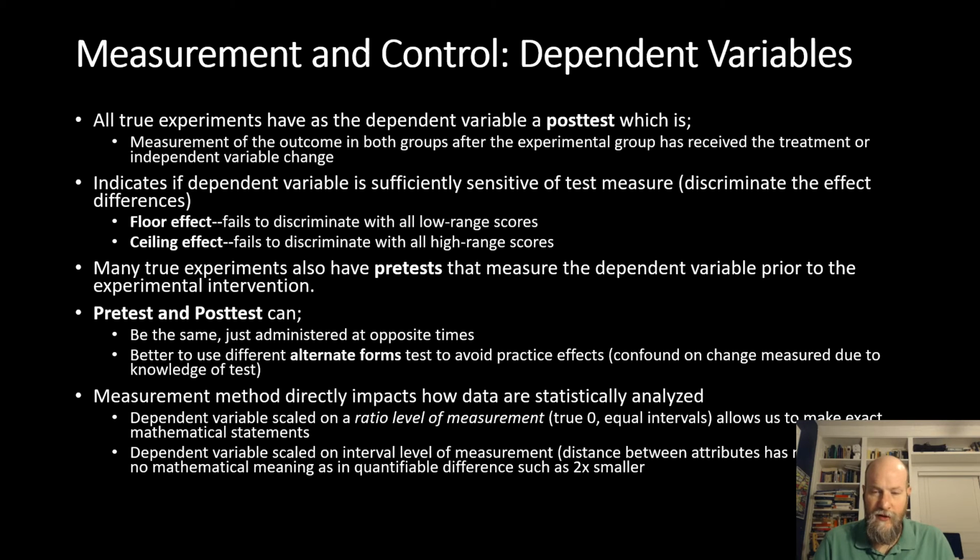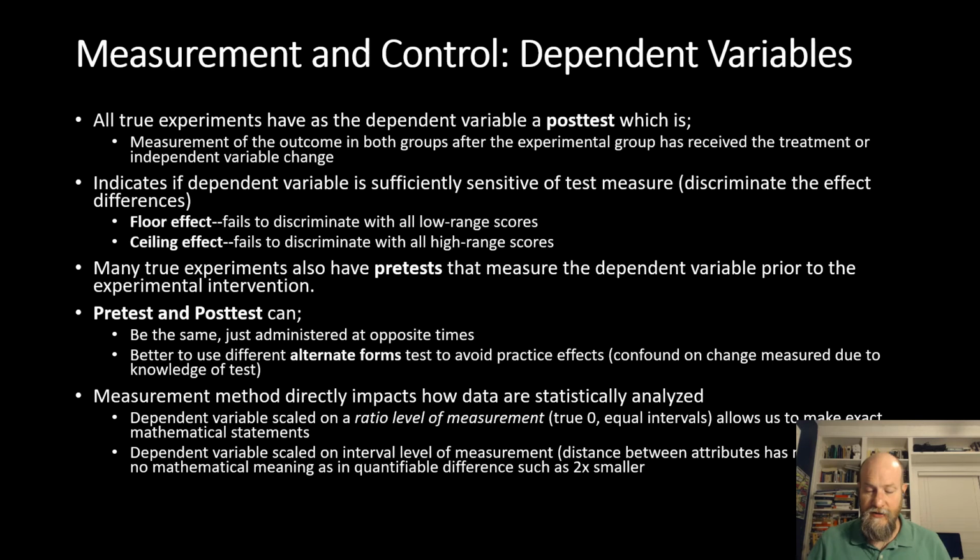Many true experiments also have pretests, which measure the dependent variable prior to the intervention. So the idea is that not only do you measure the outcome after the person has received the manipulation of the independent variable, but you also measure it before. And this really allows you, again, to look for a stronger argument of cause and effect because you have the data before the manipulation and you have it after. You can sort of look at the changes not just within the groups, but even within an individual. You can try and look for the examples of that.